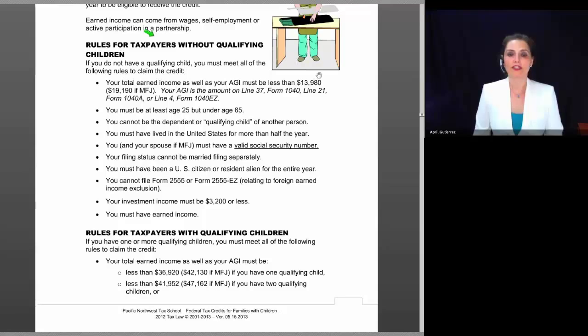So if you do not have a qualifying child, your income has to be below the amount shown here, but also you must be age 25, but not age 65. So you have to be at least age 25, but you must still be under age 65. And you cannot be the dependent or the qualifying child of another person. And you must have lived in the United States for more than half the year. Both you and your spouse, if filing jointly, must have a valid Social Security number. Your filing status cannot be married filing separately. You must have been a U.S. citizen or a resident alien for the entire year. You cannot file Form 2555 or 2555EZ relating to the foreign earned income exclusion. Your investment income must be $3,200 or less, and you must have earned income.